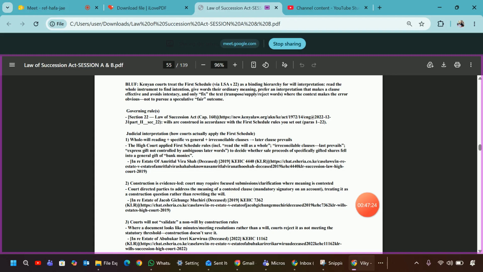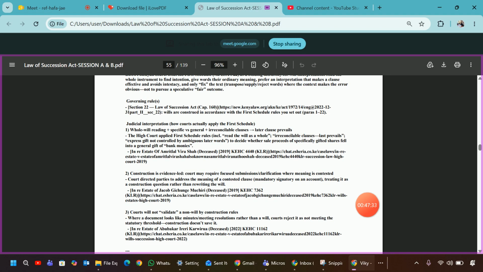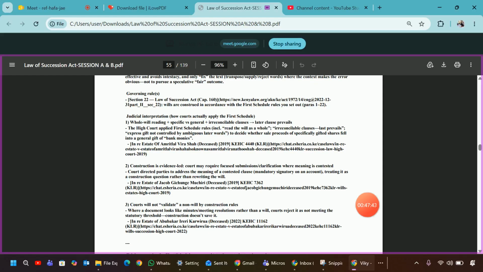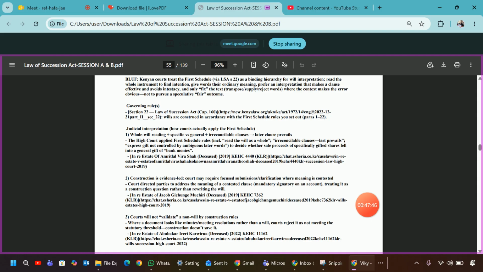Judicial interpretation and how courts usually apply the first schedule is that all will reading. So this is where the all will reading is, we have specific plus general plus irreconcilable clauses. So the latter clause will prevail. If we see the decision of Vera Shah 2019, where the High Court applied first schedule rules, including to read the will as a whole, irreconcilable clauses, and the last provision or clause will prevail. Express gift not controlled by ambiguous later words, to decide whether the sale proceeds of specifically gifted shares fell into a general gift of bank monies.